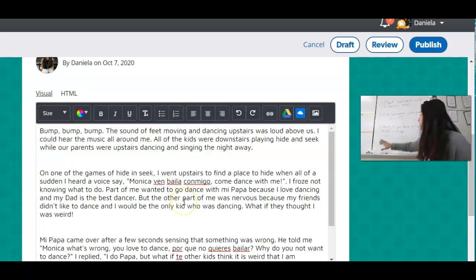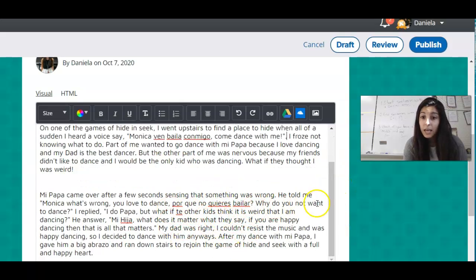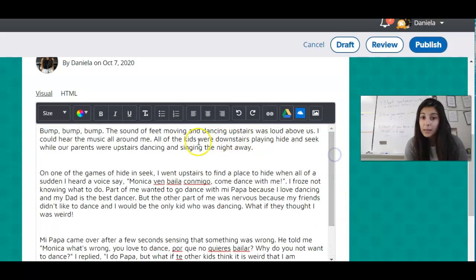In the middle, you usually have your big problem. So remember, my problem was that I was nervous about my family or about dancing and my friends seeing. So I have that in the middle part of my story. And then the ending usually has your solution. How do they solve that problem? And you can see that I have my ending just right here, okay? If you want, you can make your story look like mine where you have a space in between your beginning, your middle, and your end. That way it's clear. Look, Mrs. Davis, I have my beginning, I have my middle, and I have my end.